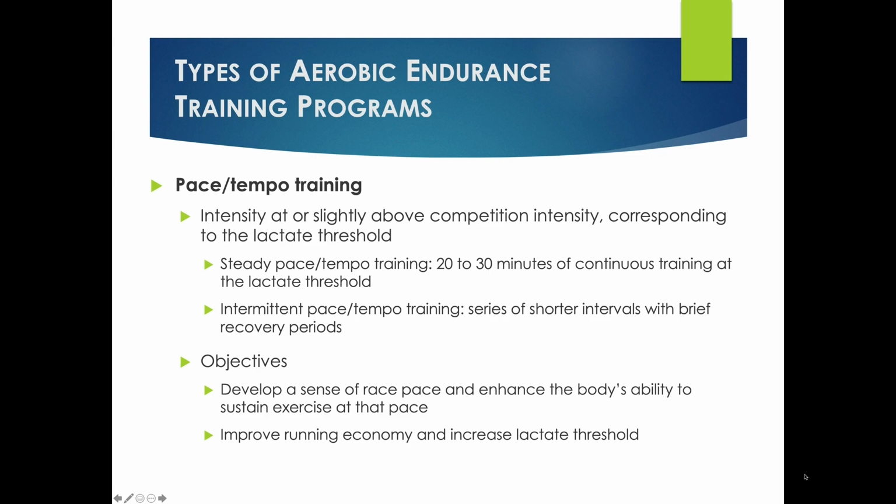So that's the steady pace tempo. Then you've got intermittent pace tempo, a series of shorter intervals with brief recovery periods. So the objectives: develop a sense of race pace, enhance the body's ability to sustain exercise at that pace, improve running economy, increase lactate threshold. Because that's one of the things that gets difficult during competition.